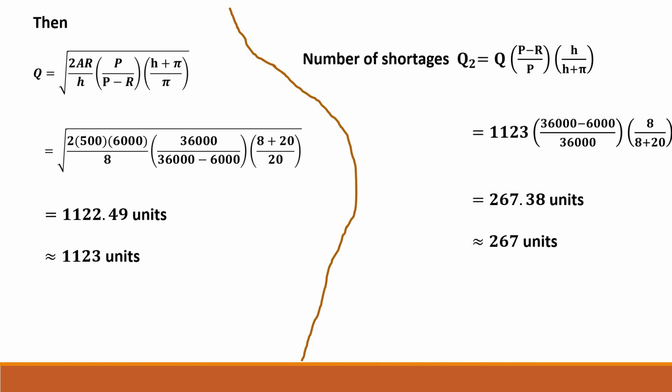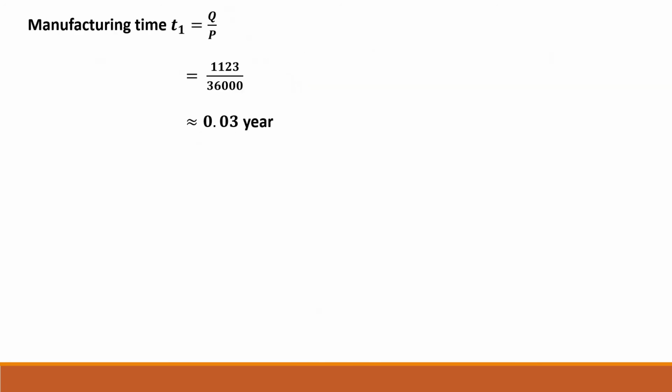Now this has been rounded off because the problem is dealing with the number of pistons and pistons come as an integer quantity. So we have the number of shortages to be 267 units. Manufacturing time T1 is Q by P. Q obtained was 1123 and production was given to be 36,000. So it results in 0.03 year. So manufacturing should continue for 0.03 year.